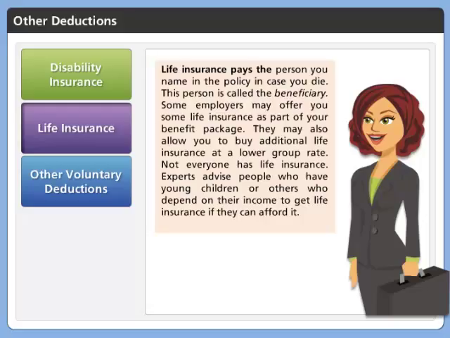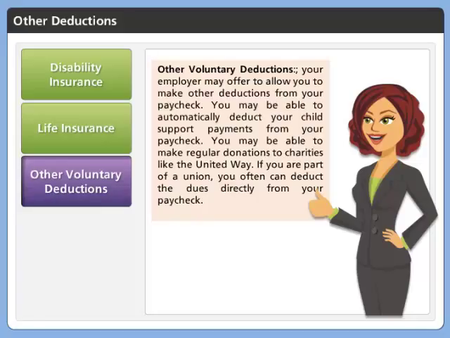Life insurance. Life insurance pays the person you name in the policy in case you die. This person is called the beneficiary. Some employers may offer you some life insurance as part of your benefit package. They may also allow you to buy additional life insurance at a lower group rate. Not everyone has life insurance. Experts advise people who have young children or others who depend on their income to get life insurance if they can afford it.